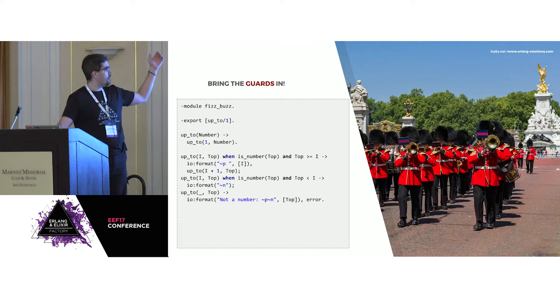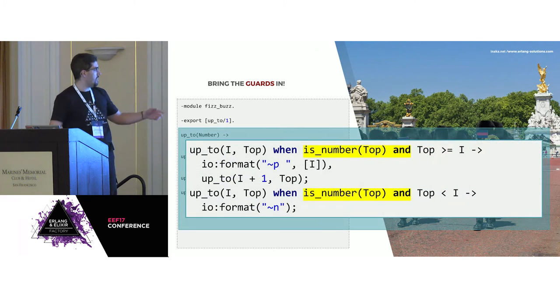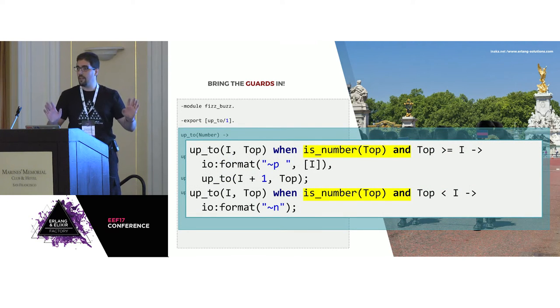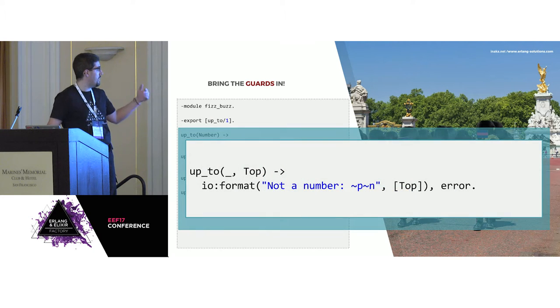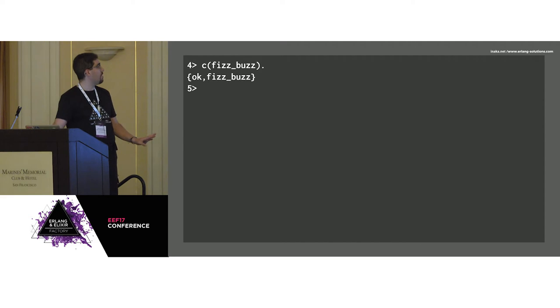I will add a guard to check that the provided input is actually a number. It looks like this. So if it's a number, then everything as before, so both clauses. But if it's not a number, it will fall in the last one, right? Simple, clear, nothing to worry about. Let's go to the console and compile the module.